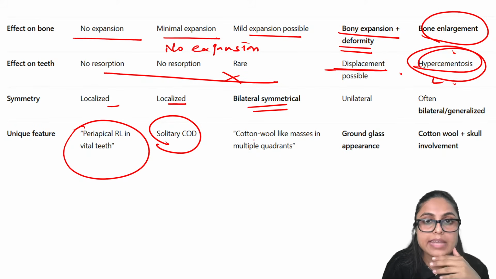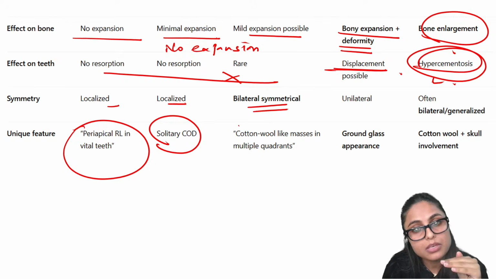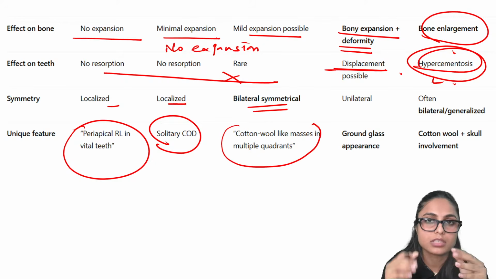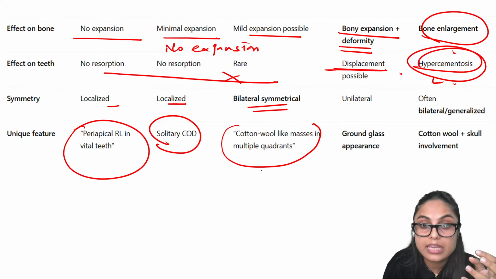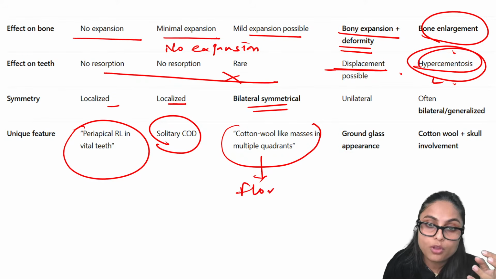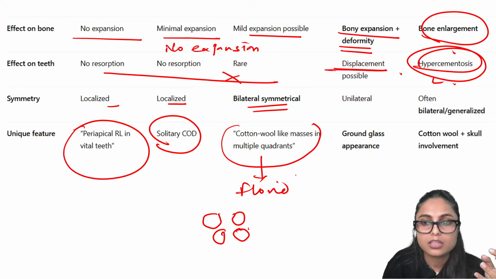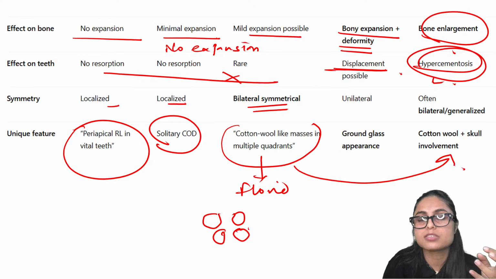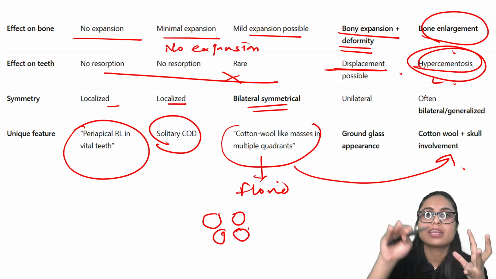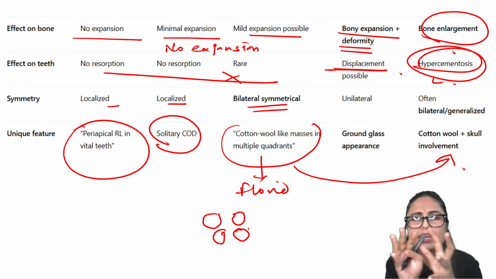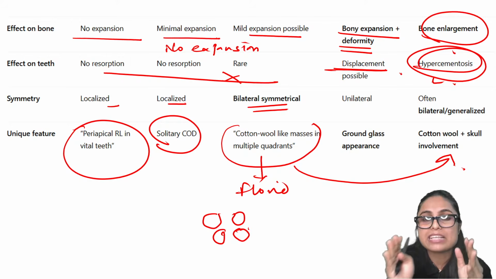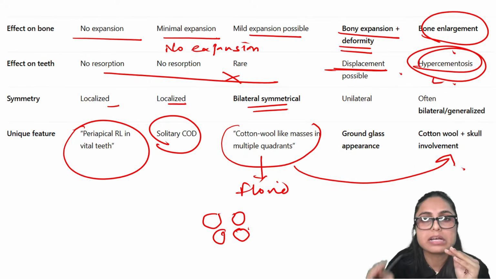Okay, then in FCOD maybe you can see a cotton wool like appearance, but the masses that you see in florid COD, you can see well defined radiopaque masses. Not in the case of Paget's disease. In Paget's disease you cannot see well defined radiopaque masses. You can see patchy, a little ill defined, patchy radiopaque masses.